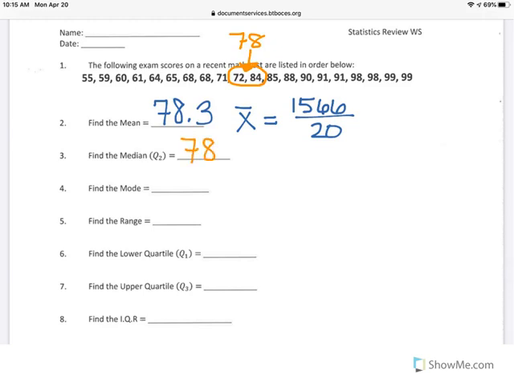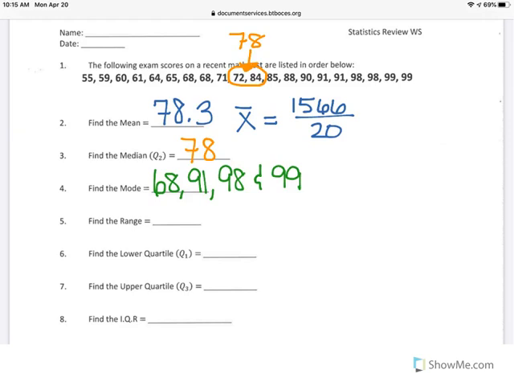To find the mode, you figure out what number occurs the most. This one is kind of a tricky question because there are actually 4 numbers that occur the same amount of times. Those numbers are 68, 91, 98, and 99, because each of those numbers occurs twice in our list.